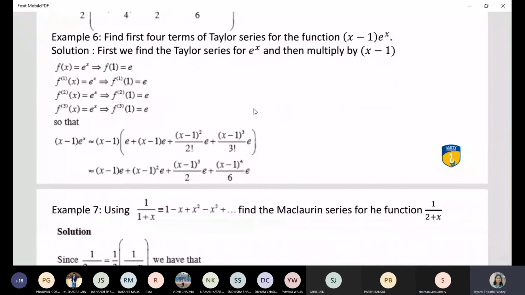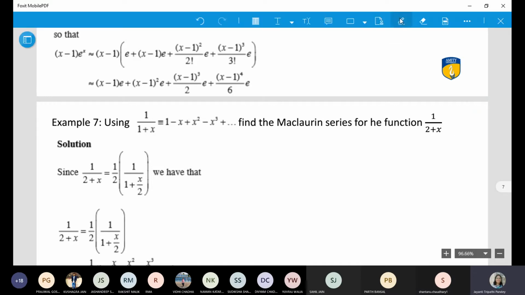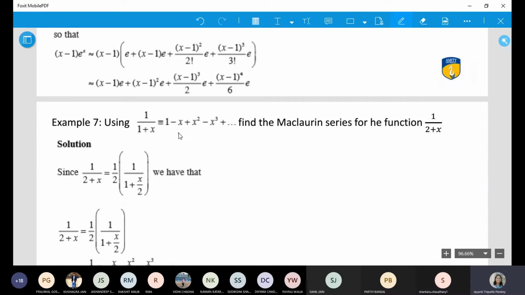Now there are some functions in which we do not expand directly, but we use some other formula to make it happen. Like see this question. Using 1 by 1 plus x equals this, find the Maclaurin series for the function 1 upon 2 plus x. Now do you know how we got this expansion? Very simple. This is binomial. When you expand this, you will get this series.